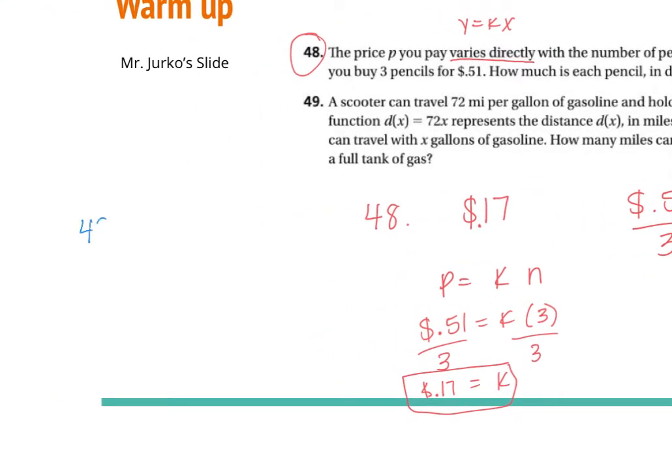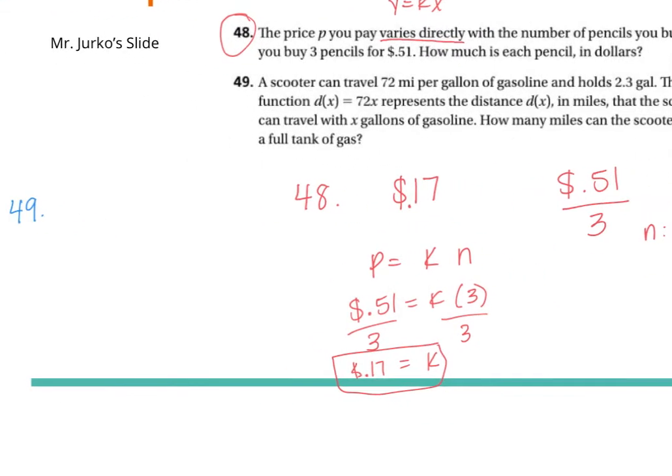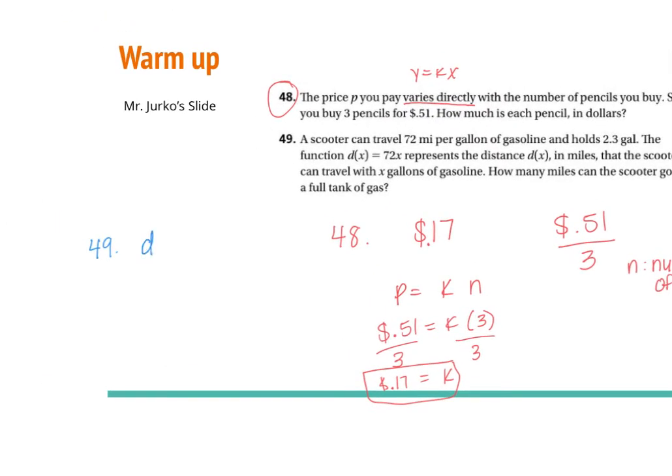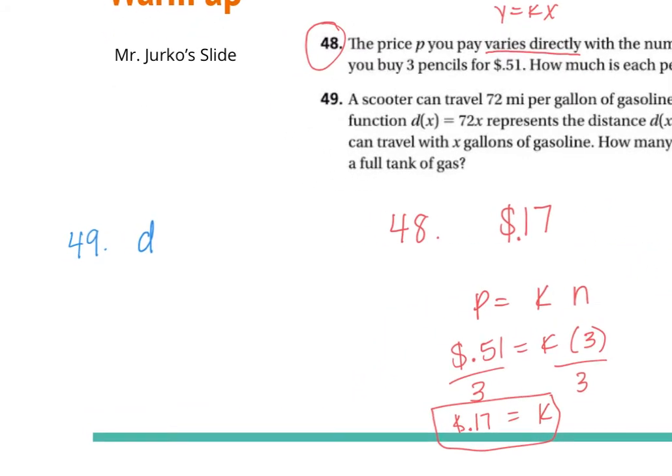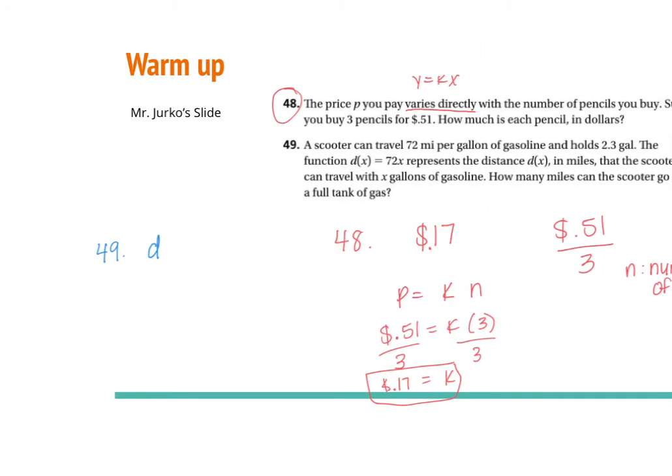Anderson? Okay, good. And why? Good. So X is the amount of gas that we have, right? And a full tank is 2.3 gallons. So what we're going to do is let X be equal to a full tank, so 2.3 gallons. So d of 2.3 is going to be what our function was, 72 times X, which is now 2.3. So we get d of 2.3 is 72 times 2.3.